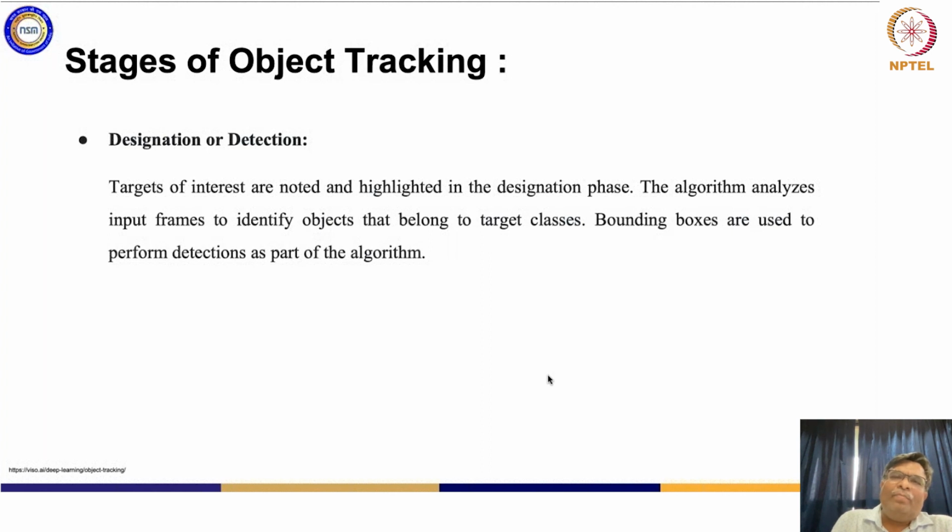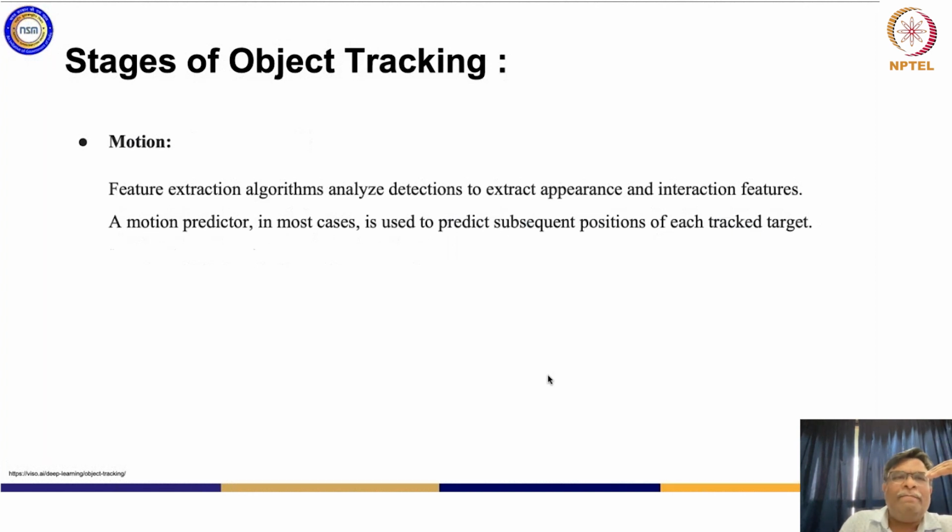of interest and which basically could be highlighted, okay, in the designation phase. So the idea is the algorithms are going to analyze your input frames to identify objects that belong to a target class. So bounding boxes are used to perform detection as part of the algorithm, right? So this is how basically you are going to develop your algorithms. What we are trying to tell you in this slide is the way by which you can start thinking of actually developing such applications, right?